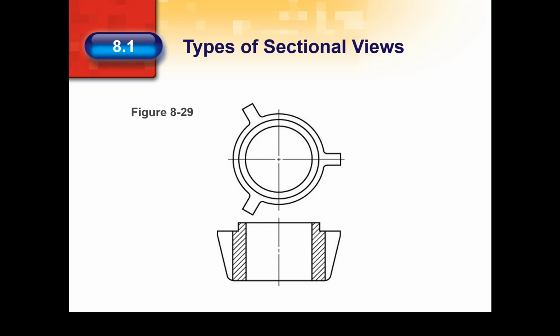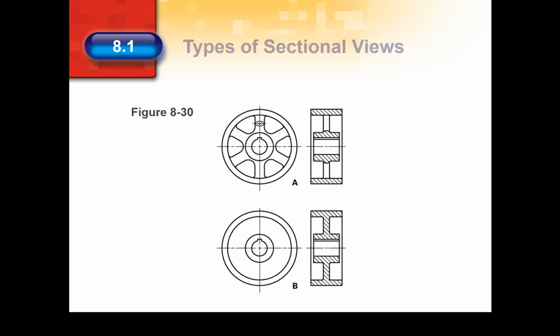See Figure 829 for another example in which the lugs are rotated to show true shape. Note that they are not drawn with section lines. When the section passes through spokes, do not draw section lines on the spokes. Leave them as shown in Figure 830A. Complete this drawing with the section drawing for the web in Figure 830B. It is the section lining that shows that the web is solid rather than made with spokes.